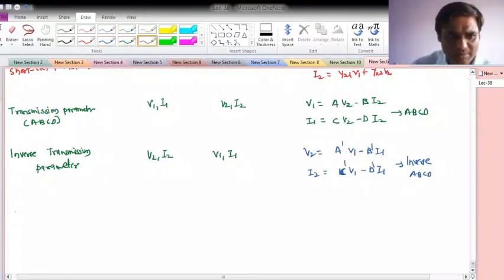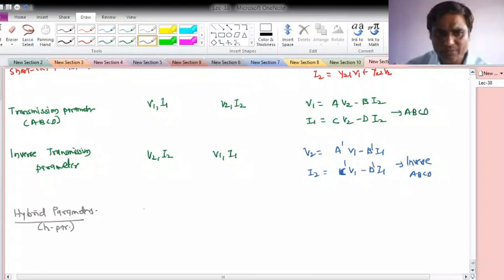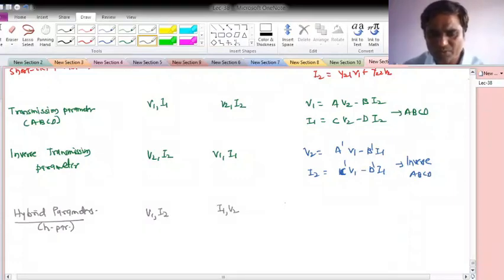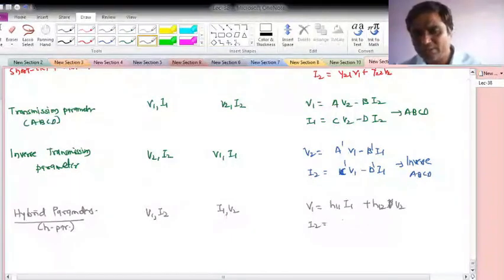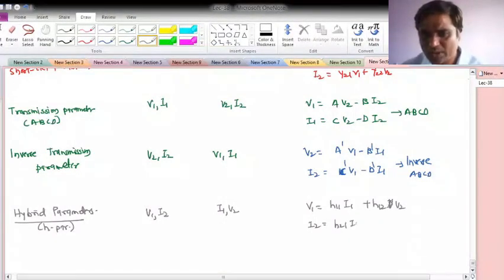Now let us write the hybrid parameters, also called H parameters. The dependent variables are V1, I2, and the independent variables are I1, V2. The equation is V1 equals H11 I1 plus H12 V2, and I2, the current in port 2, equals H21 I1 plus H22 V2.